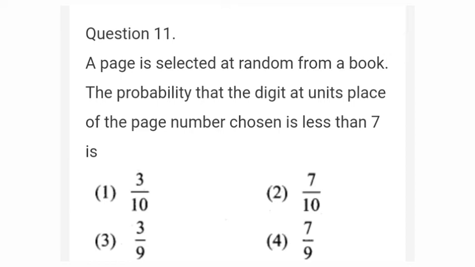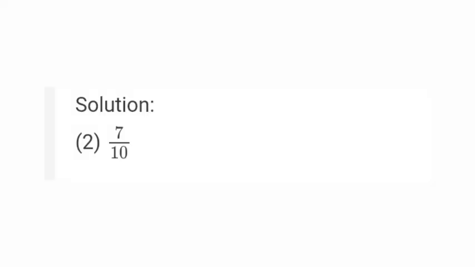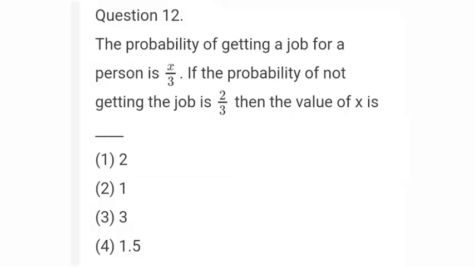Therefore P of a equal to n of a divided by n of s. What is n of a value? Yes, 7. 7 by 10. N of s equal to 10. Therefore option is 2. Answer is 7 by 10. Can you understand? The next question, number 12.